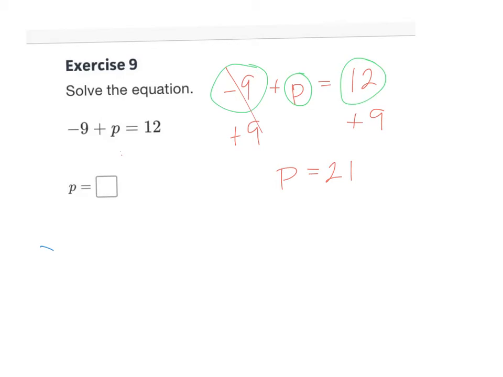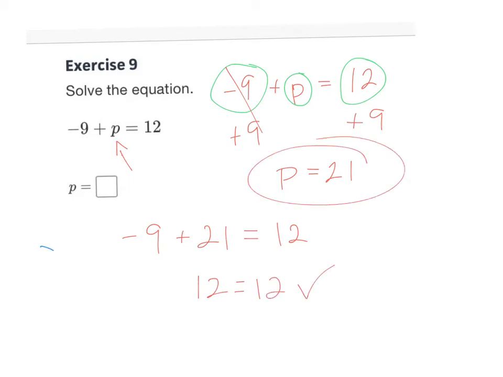To check it, I'm going to plug in 21 for p. Negative 9 plus 21 is equal to 12. Negative 9 plus 21, and so I get 12 is equal to 12. There is my check. Here is my answer. Let's keep going.